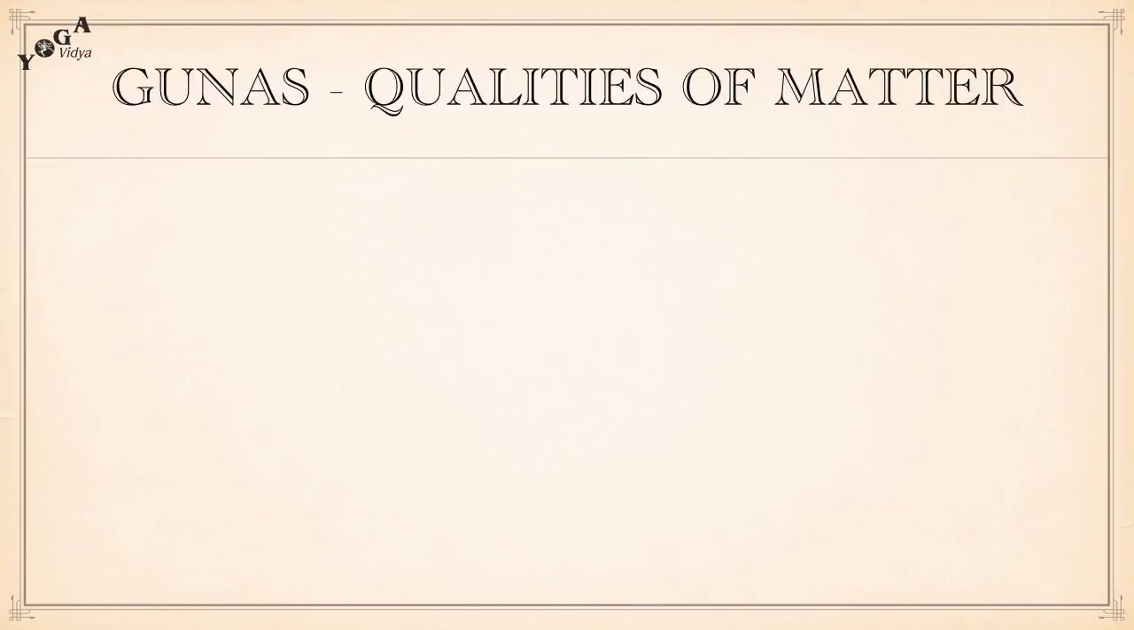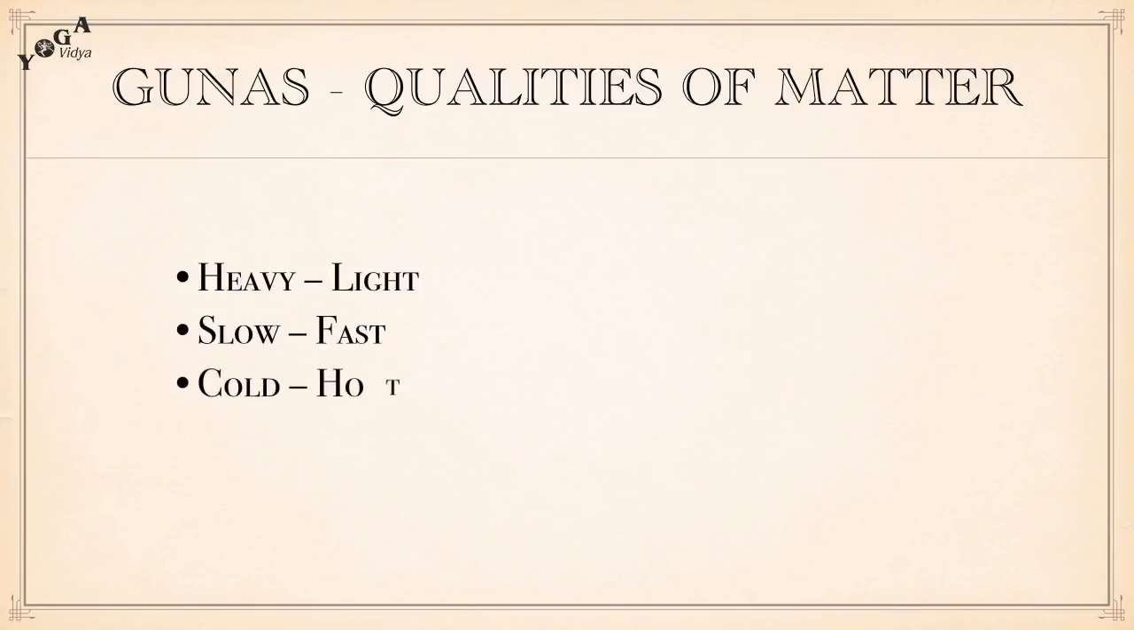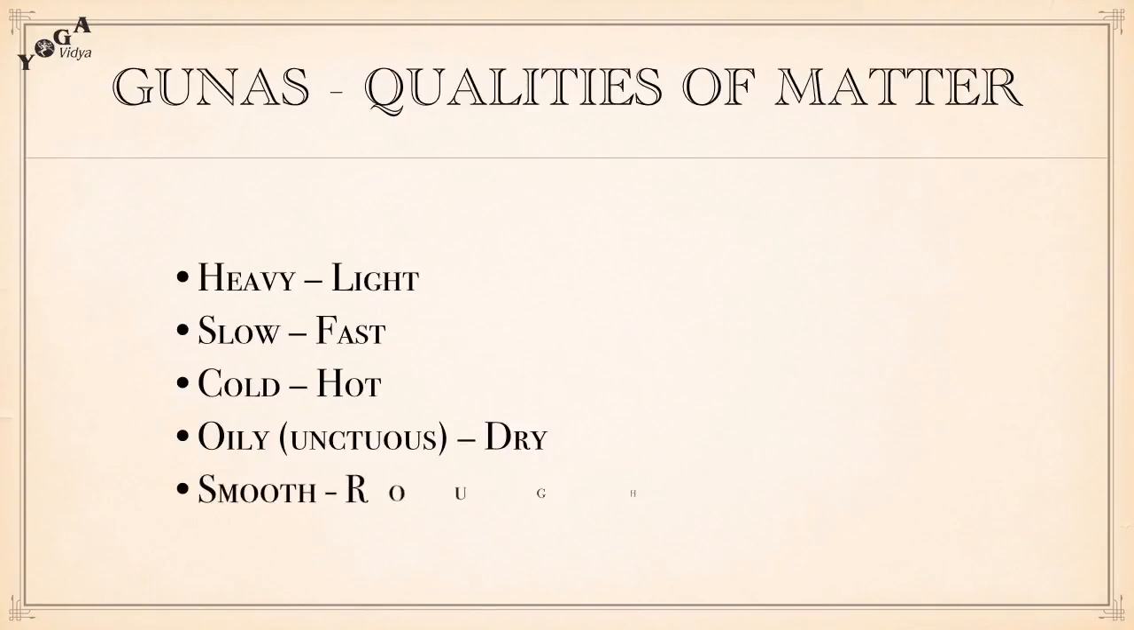We have just seen that each of the elements has qualities or gunas. In Ayurveda, there are 20 gunas recognized, or 10 pairs, each guna having an opposite guna. This is an important concept to understand in Ayurveda, even though it seems very simple.